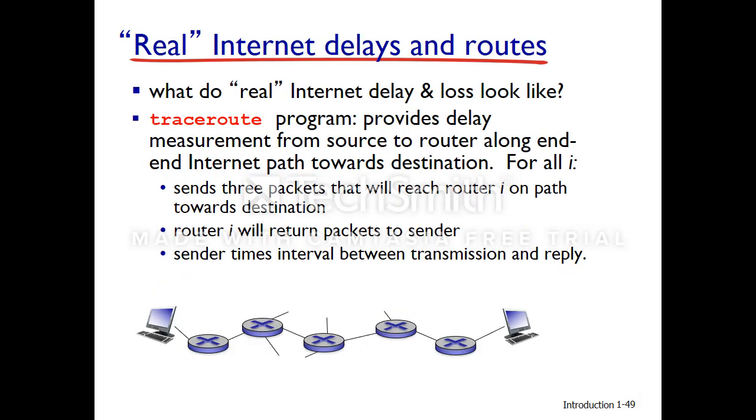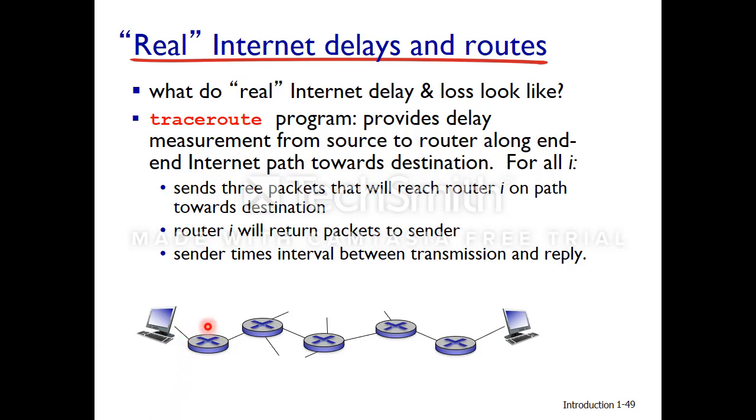So what do real internet delay and losses look like? Well, you can use a traceroute program, which will provide a delay measurement from a source to a destination along some end-to-end internet path. In its default implementation, traceroute will send at least 3 packets for each router i on the path from source to destination. The source knows when it sent out that packet and when the packet came in, so it can compute a delay.